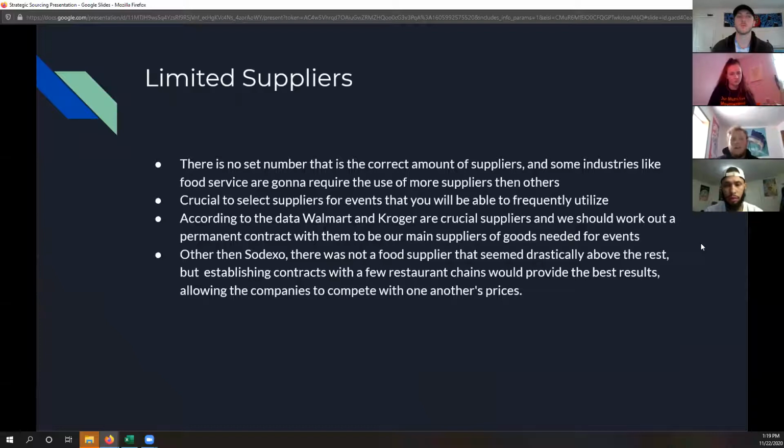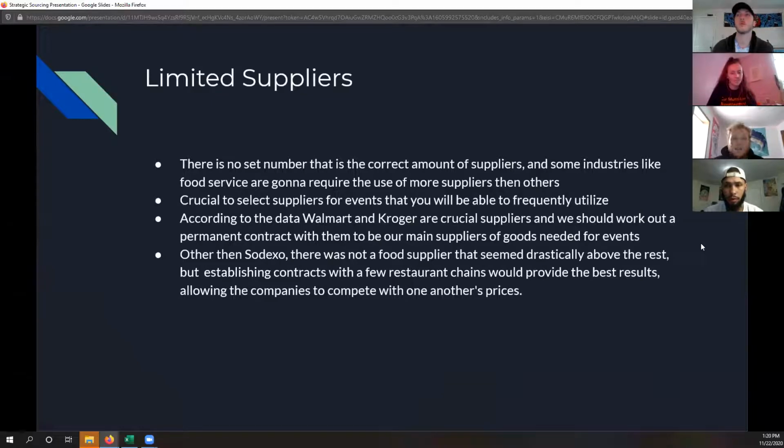According to the data that we collected, Walmart and Kroger are crucial suppliers for supplying goods for all WVU events, and I think that we should make permanent contracts with them to make them the permanent goods supplier for all WVU events. That way, it's going to be cheaper in the long run, and we always know where our supplies are coming from. Like Walmart and Kroger, Sodexo is huge in food and catering.